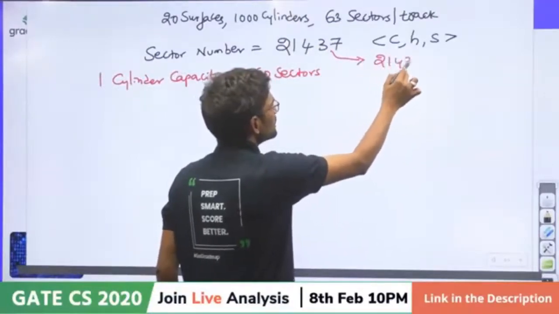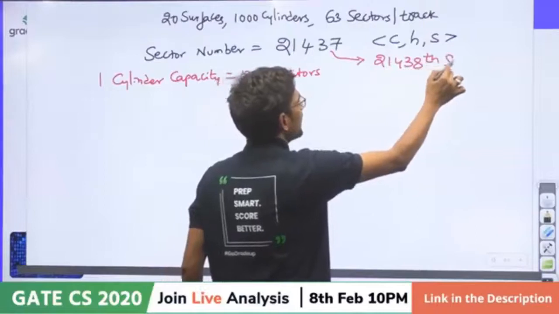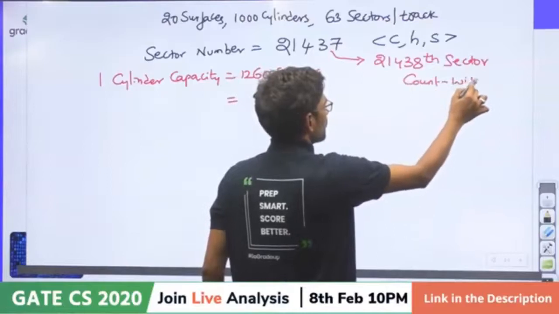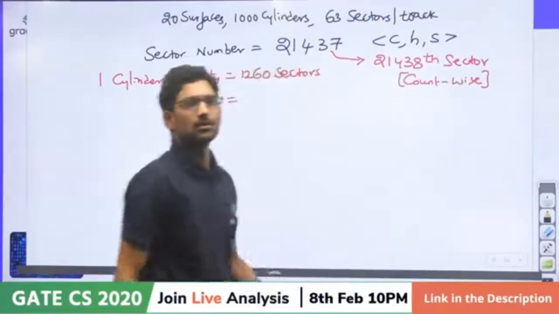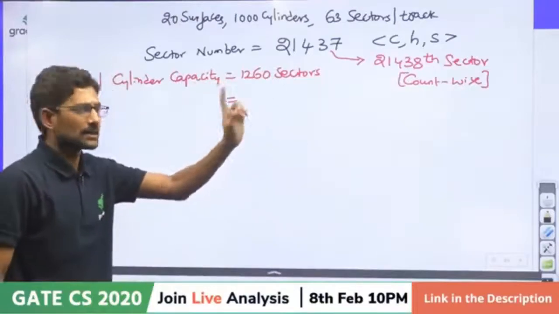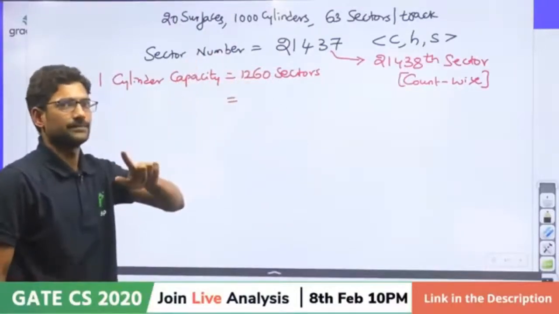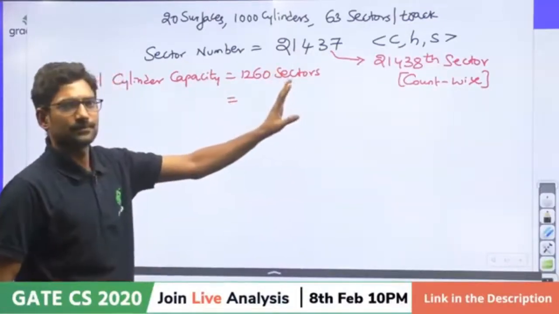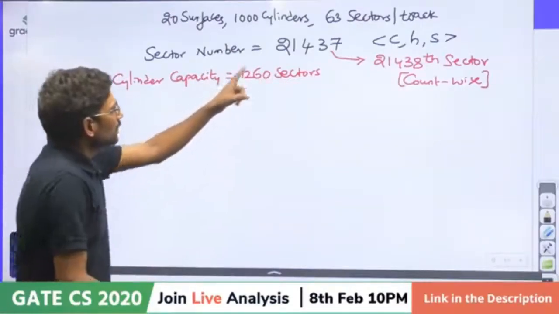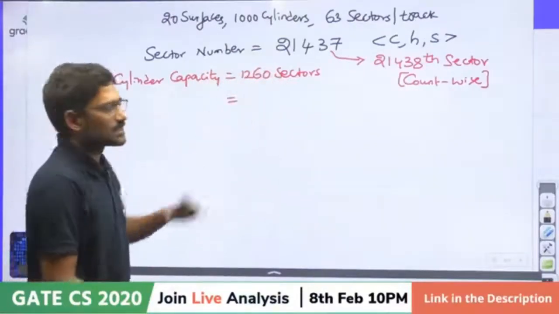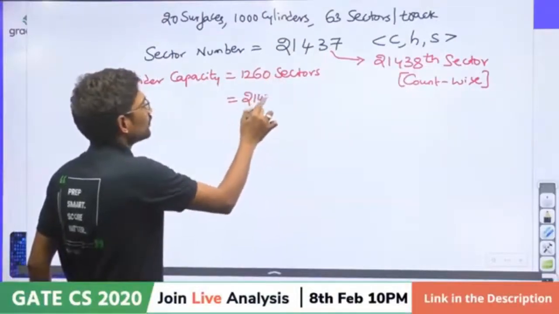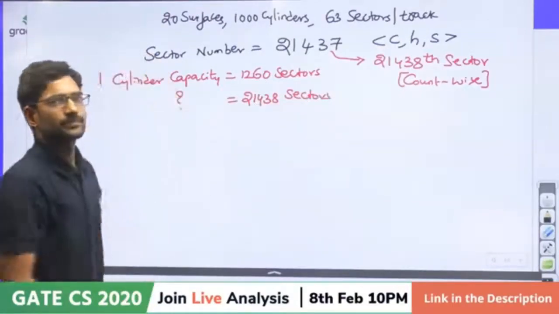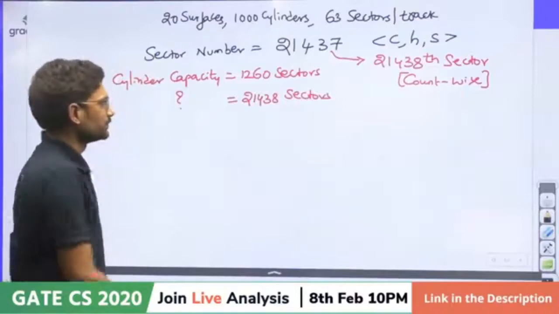Now, if one cylinder capacity is 1260 sectors, the sector number 21437 means it is the 21438th sector count wise. Count wise, this is the 21438th sector. That's why its number is 21437. So you should always have clarity on this. Right. Now, if one cylinder takes 1260 sectors, 21438 sectors take how many cylinders? Simple. You do it, you will get C value.